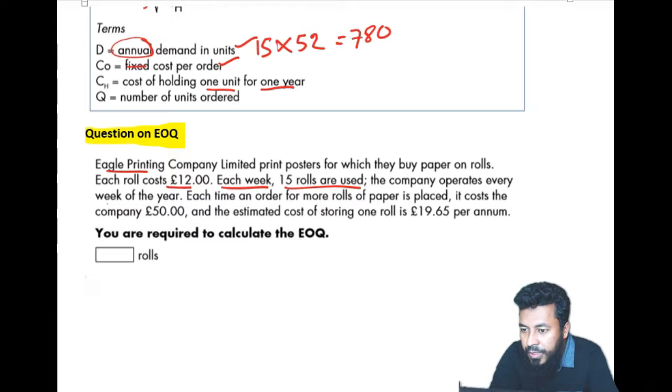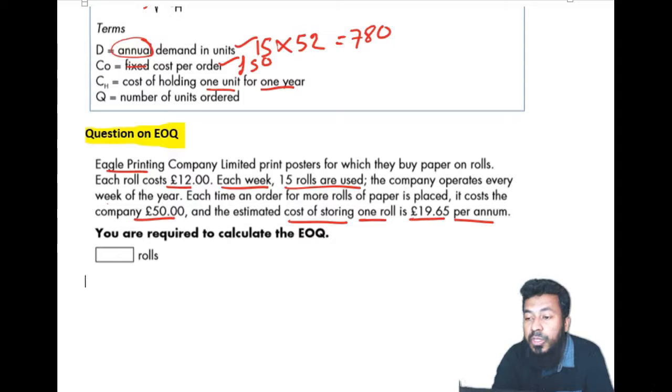That's why 52. Each time an order for more rolls of paper is placed, it costs the company £50. So cost of order, your CO, is 50. Let's keep writing and keep going. The estimated cost of storing, meaning holding, one roll is £19.65 per annum. So it is your CH, the cost of holding one unit for 1 year, 19.65.